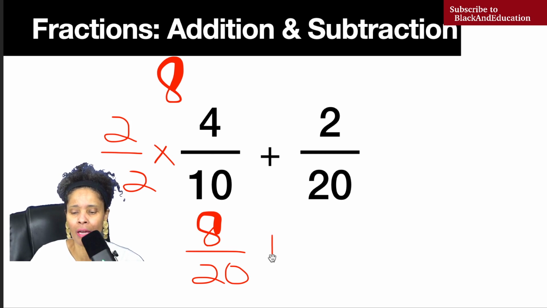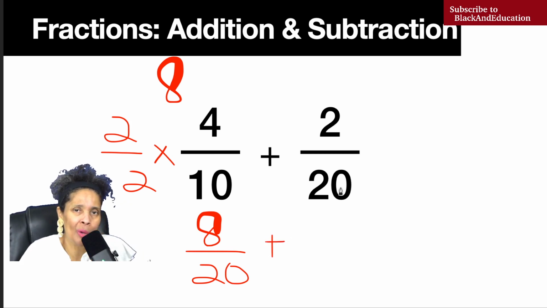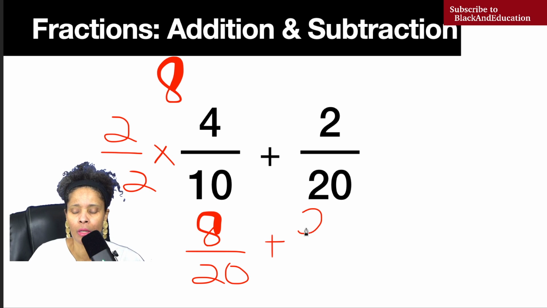And then on this side, I really don't have to do anything. I can multiply it by 1, but that's going to be the same thing. I already have 20 on the bottom, so I already have a common multiple there. I don't have to do anything. I can just bring it down and have 2 over 20. So now I have the same denominator at the bottom.